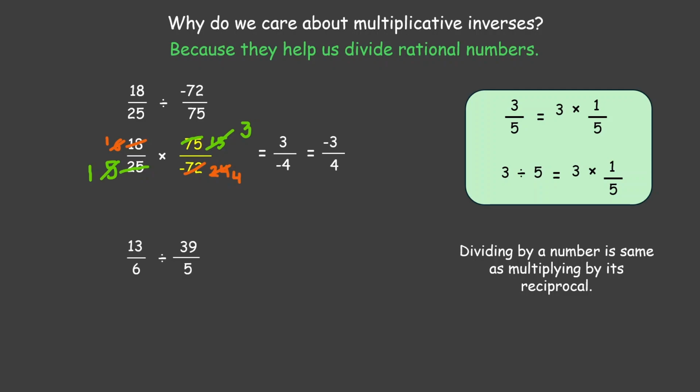Let's look at one last example. How about you pause the video and try it on your own? 13 by 6 into 5 by 39. Now we can simplify 13 and 39. They are both divisible by 13. That's 13 into 1. That's 13 into 3. So the answer is 5 by 6 into 3, which is 5 by 18.